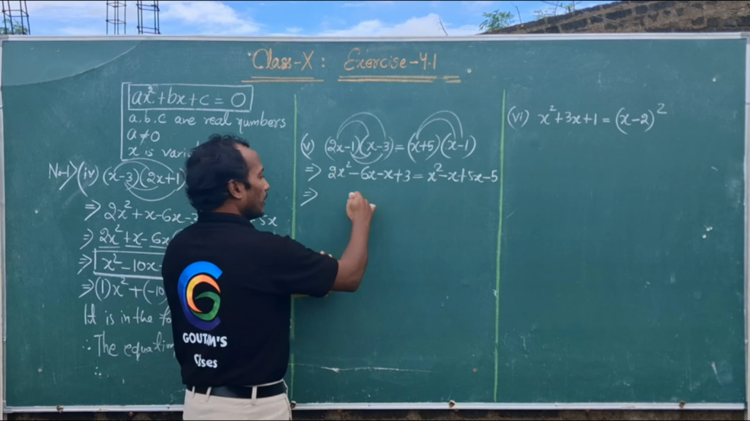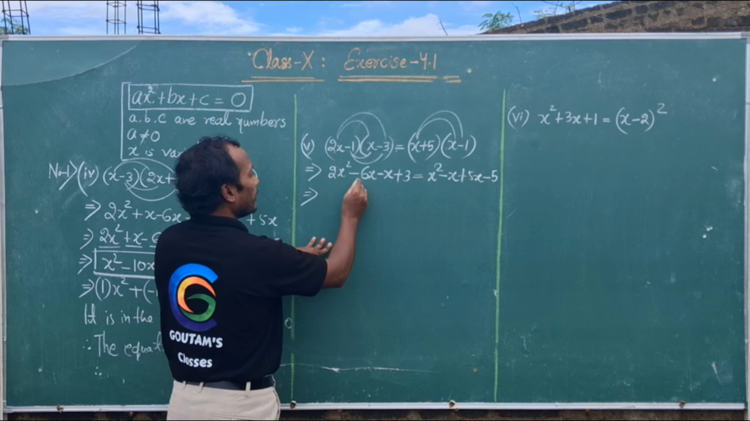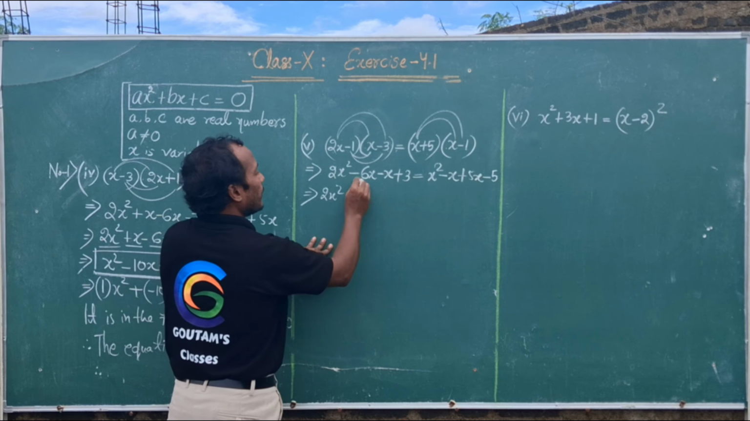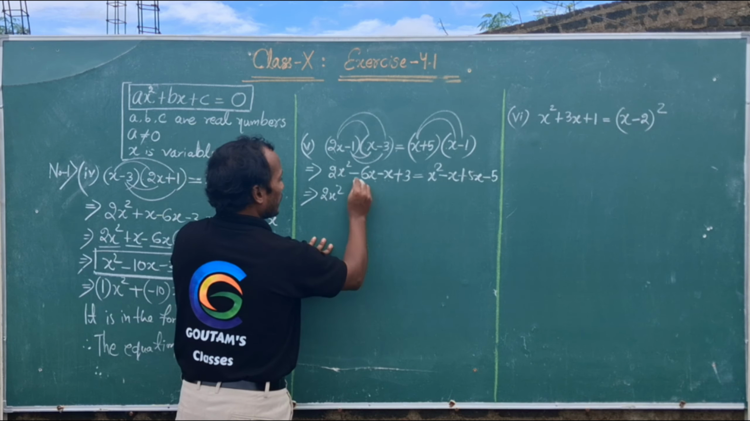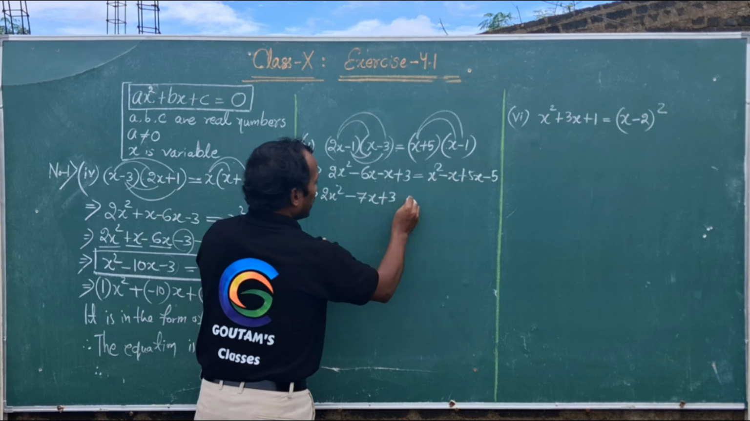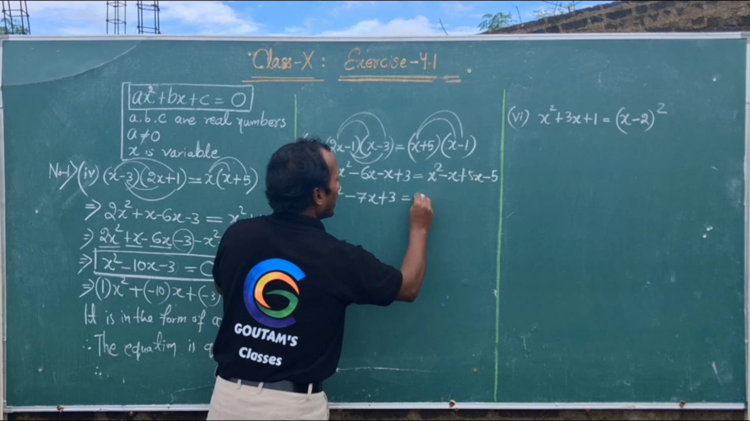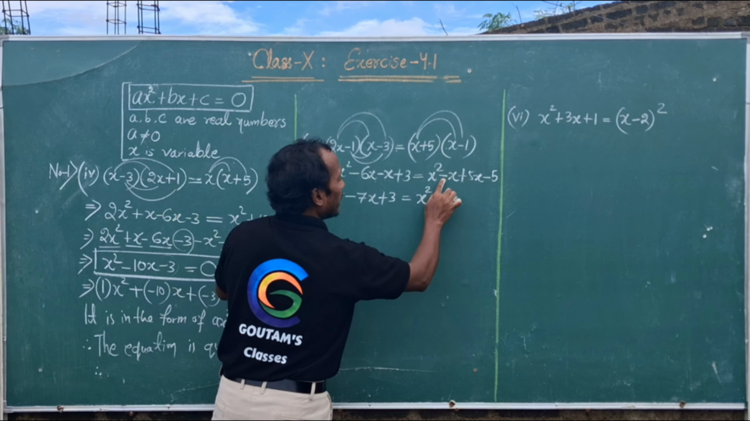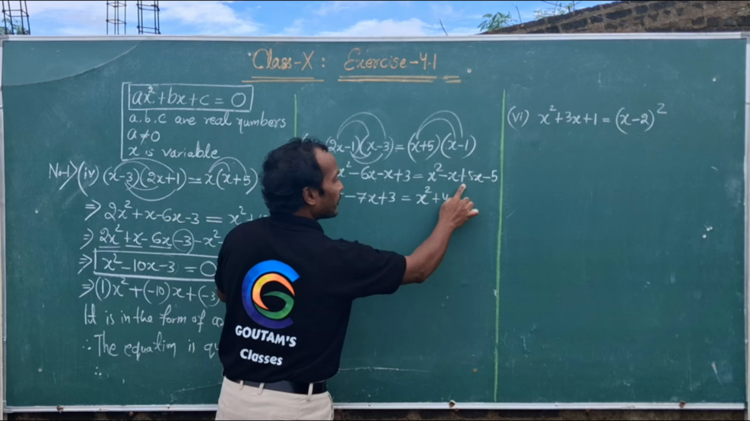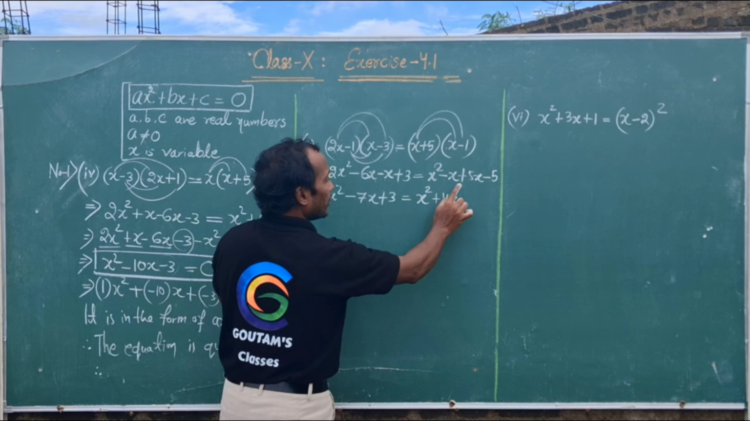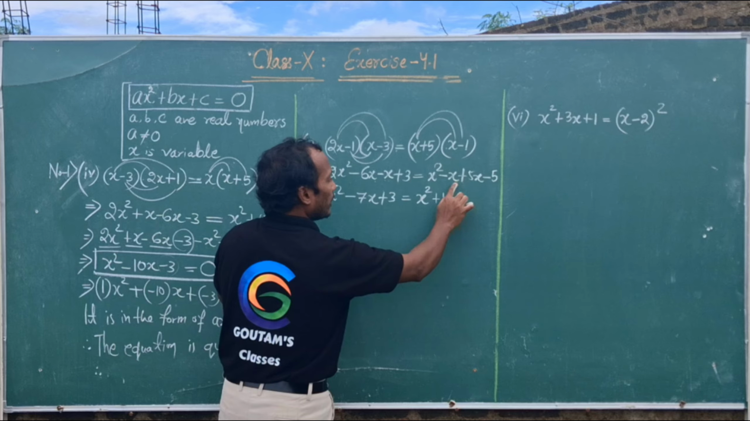Now in this step, on each side, let me again simplify by adding or subtracting like terms. I have 2x square, minus 6x and minus x. They are like terms. So it gives you minus 7x plus 3. On the right side, I have x square, minus x plus 5x. It gives you plus 4x. Negative, positive, opposite symbols are there, so subtraction of coefficients will be there. 5 minus 1 gives you 4. The symbol of the bigger, plus, and x.